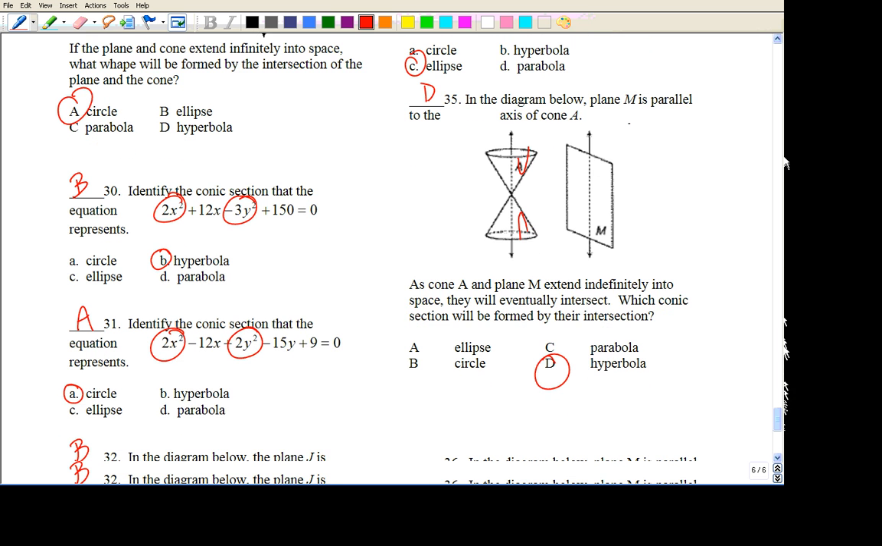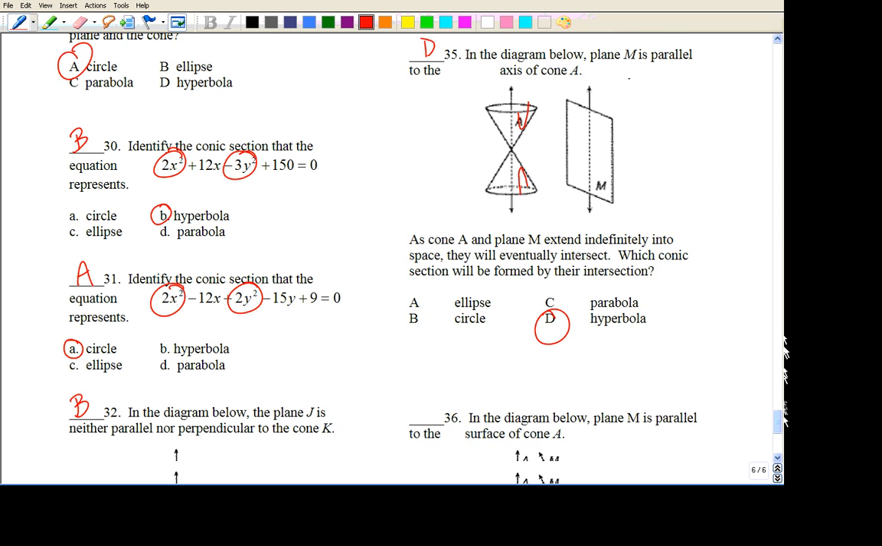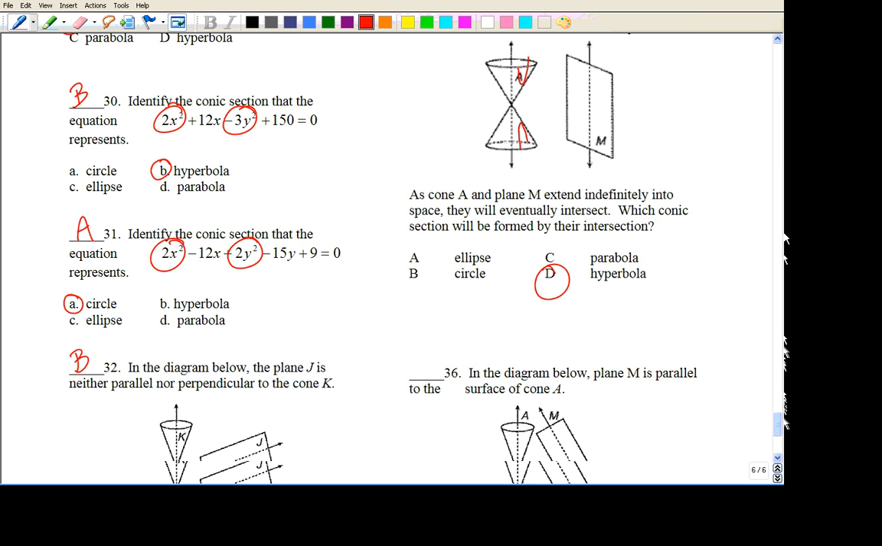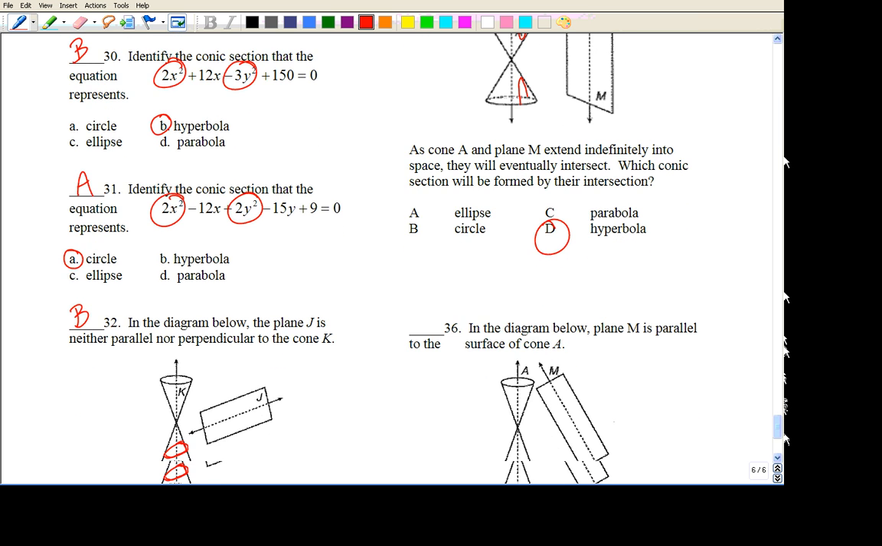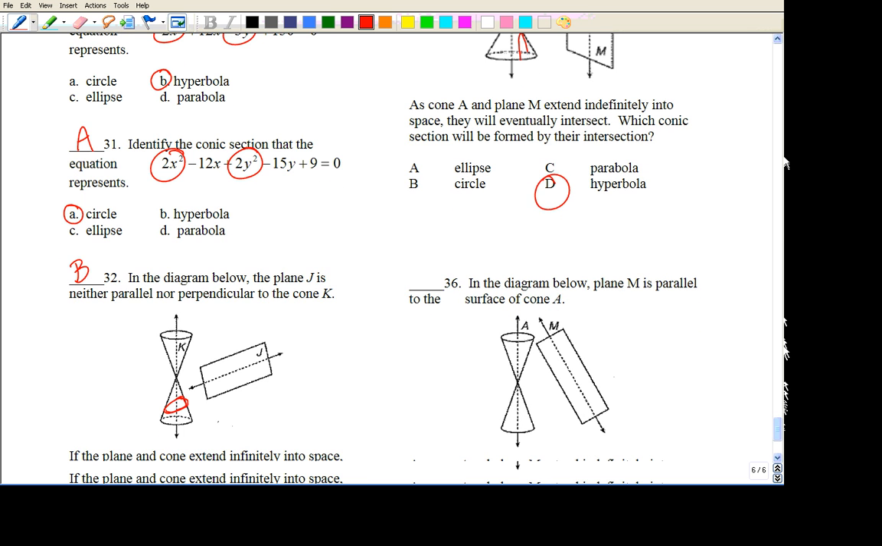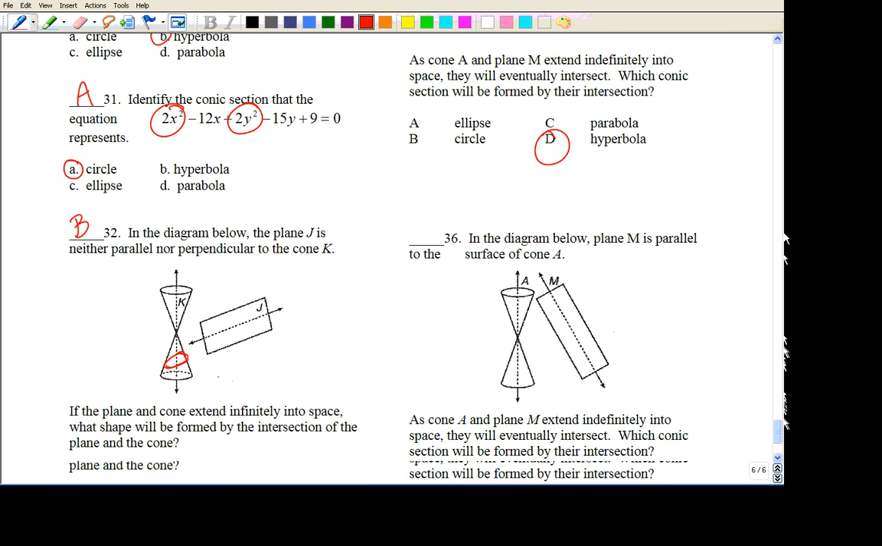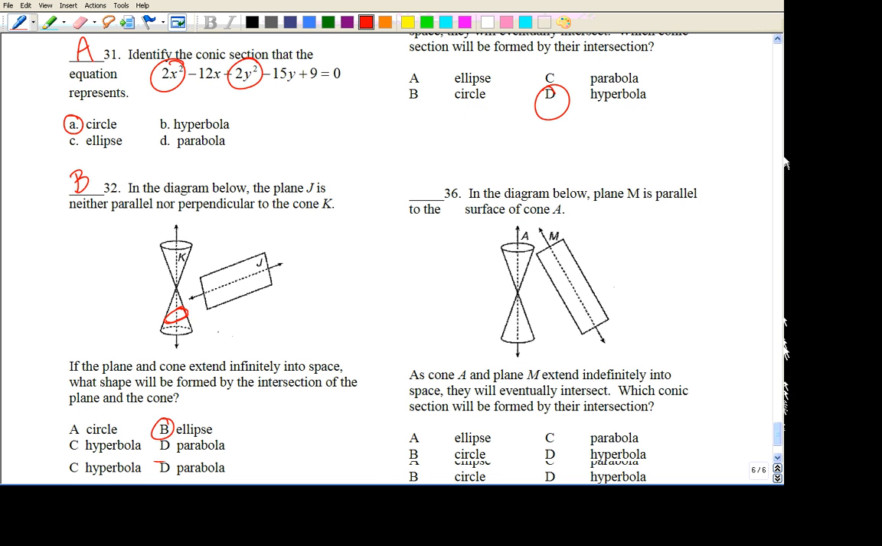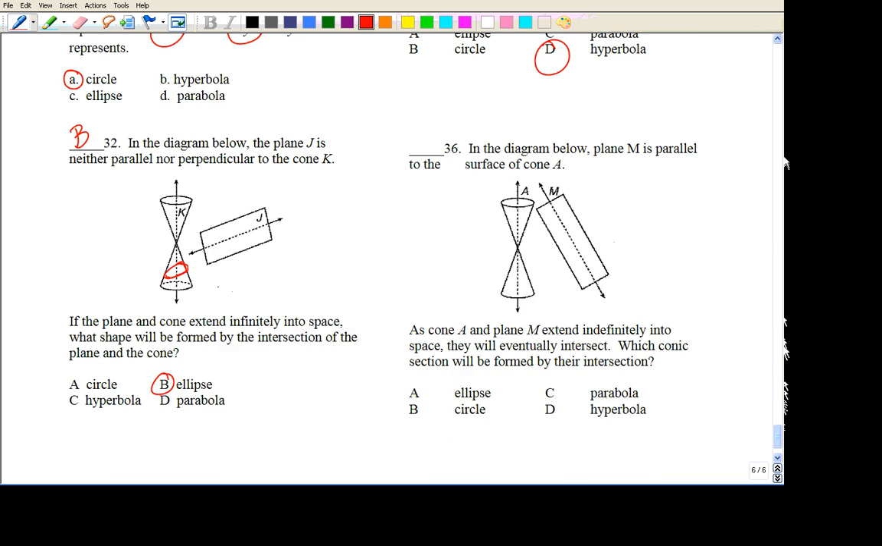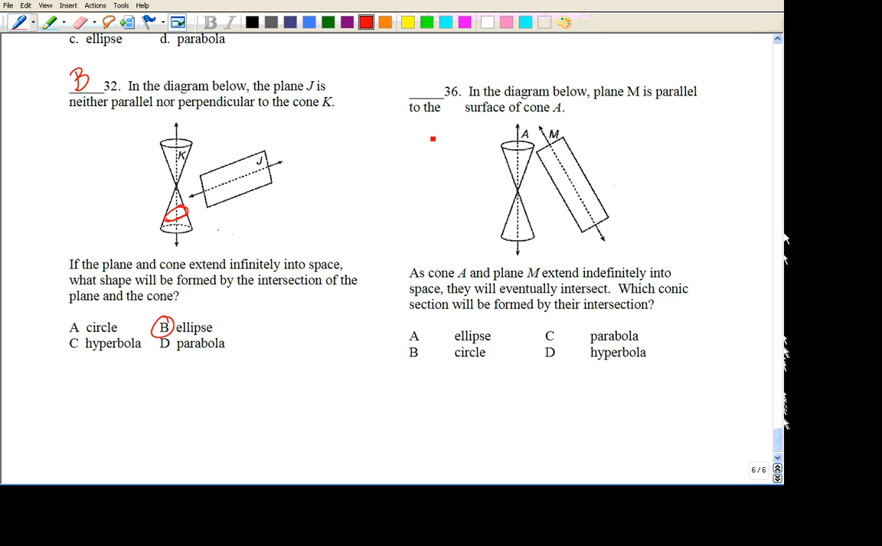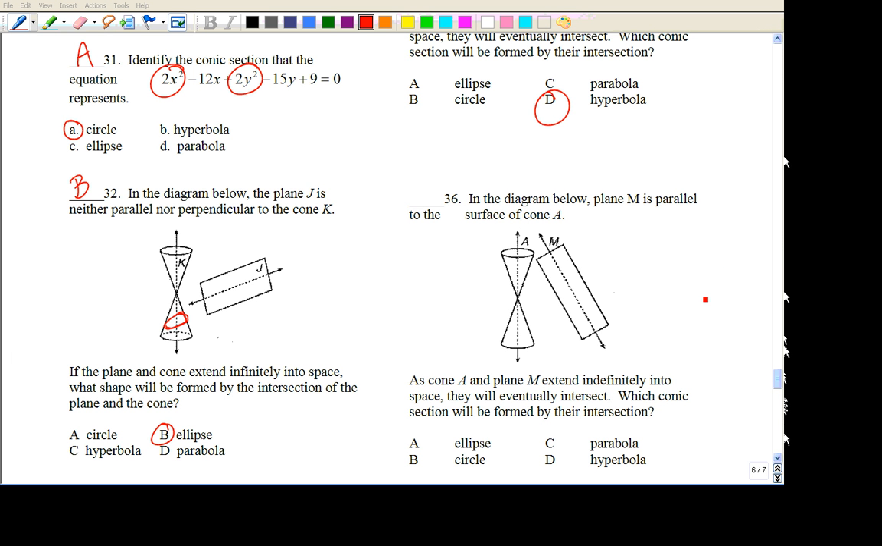And then number 36, in the diagram below, plane M is parallel to the surface of the cone A. As cone A and plane M extend indefinitely into space, they will eventually intersect, which conic section will be formed? Whenever they intersect, when it's parallel to this outside edge, that is going to create a parabola.